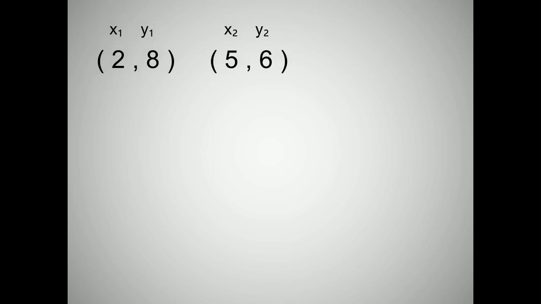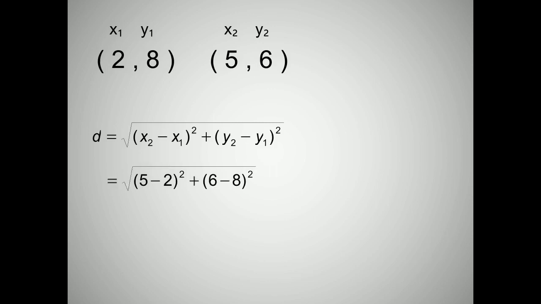Point 2, 8 will be x sub 1 and y sub 1, and point 5, 6 will be x sub 2 and y sub 2. We will use the distance formula. We will substitute the value of x sub 1 and y sub 1 and x sub 2 and y sub 2. If we substitute it, it will become square root of 5 minus 2 squared plus 6 minus 8 squared.